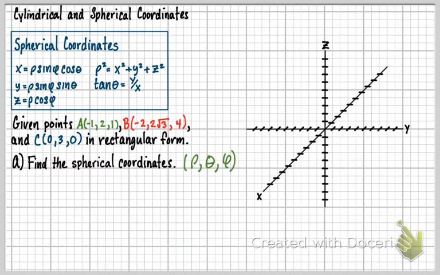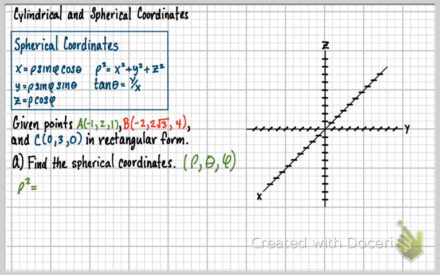And how we find this is just plugging in this x, this y, and this z. So my x is -1, my y is 2, and my z is 1. And I'm just going to plug that into this formula first. So I have rho squared. That's the one I want to use first.